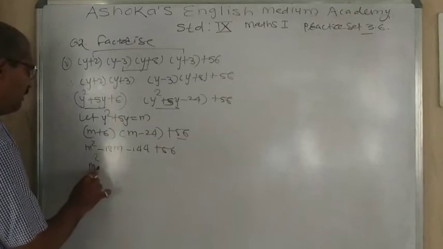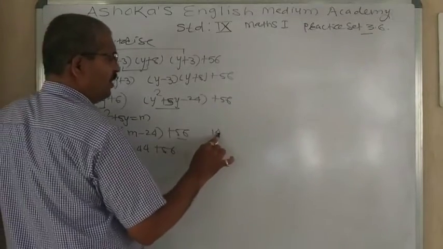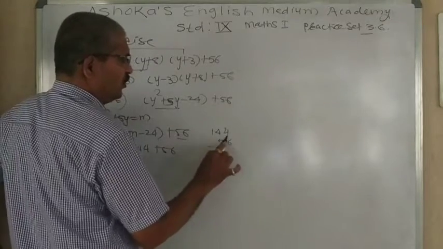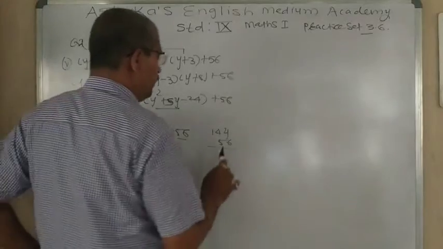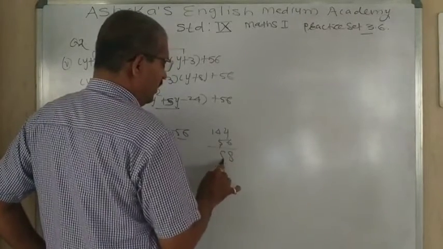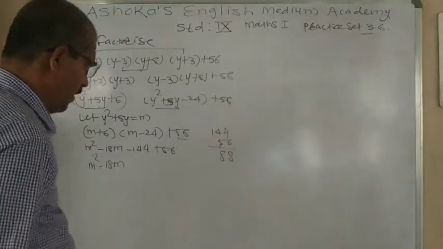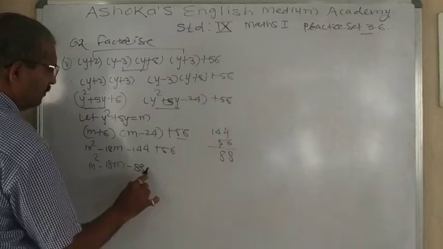Now m square minus 18m. Now 144 minus 56: 6 and 8 are 14, carry on 1. 6 and how many? 8 is 14. Therefore here you will get minus 88.